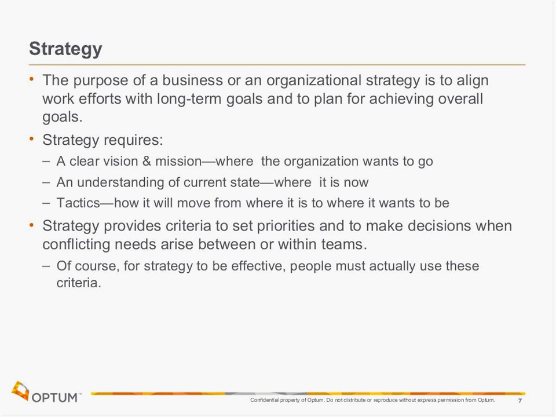With a business or another organization, a modern entity, when we talk about strategy, we're usually talking about aligning work efforts with the mission or the long-term goals of an organization. So it's about alignment and making the right decisions to achieve the goals of the mission. In order to do that, you have to have a clear vision and mission.